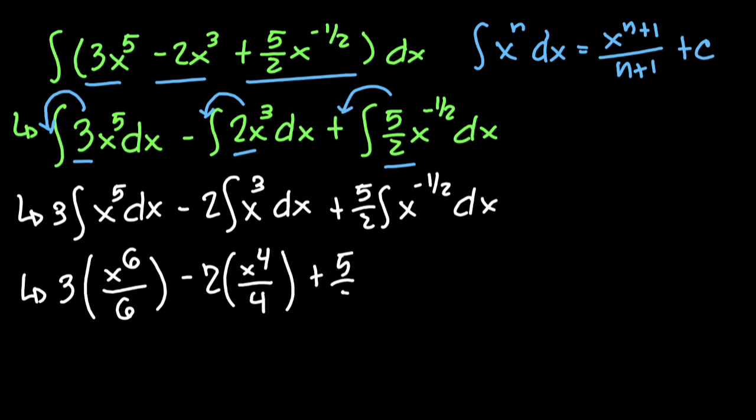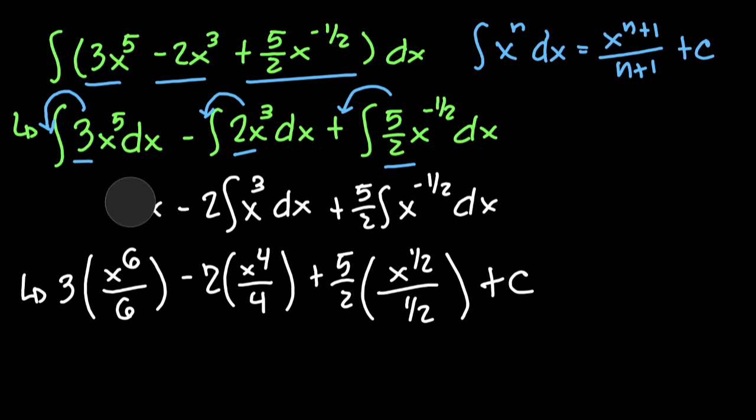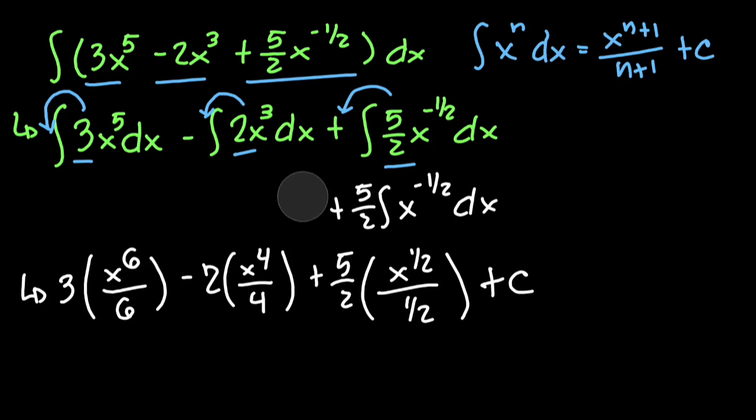plus the integral of x to the power of negative 1 half. Negative 1 half plus 1 would be equal to 1 half, plus c. So let us simplify all of this in order to get the proper final answer.